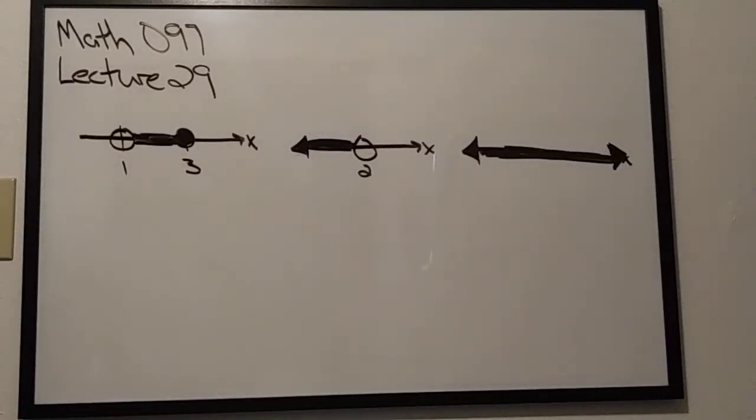Welcome to Math 097 Lecture 29. Today we're going to be looking at Section 10.1 about solving linear inequalities in one variable.